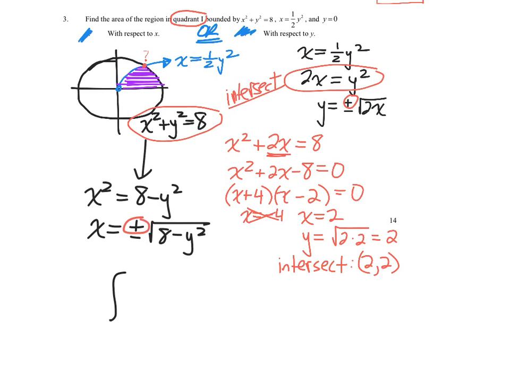It's with respect to y, so it's right side, left side. Left side negative, right side positive. If it were with respect to x, it would be top side positive, bottom side negative. So I have that function. Then the function that is the non-dominant would be x equals 1/2 y squared. So I'm looking at the integral of the square root of 8 minus y squared minus 1/2 y squared dy over the interval of 0 to 2.